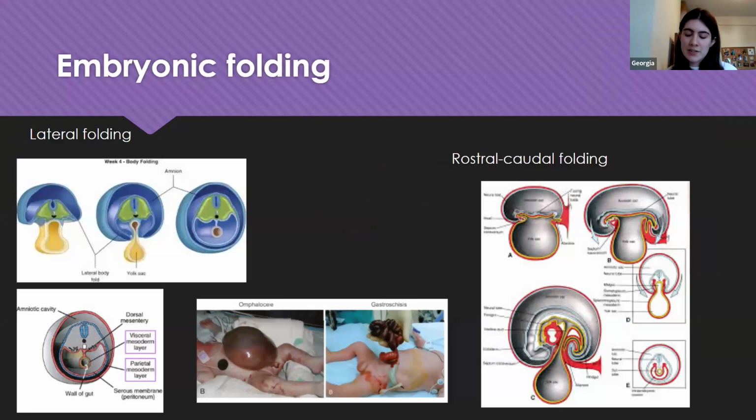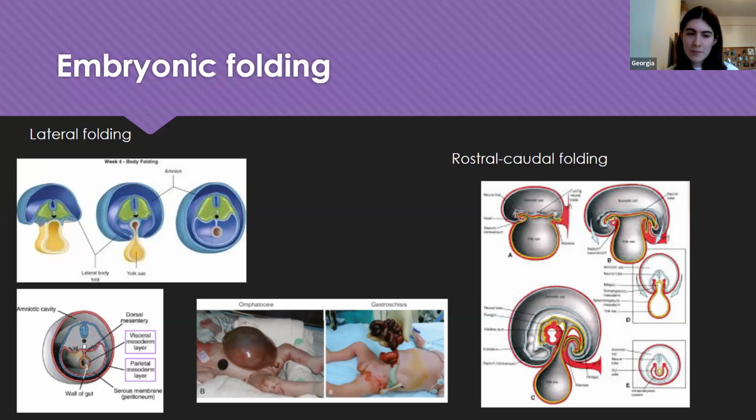So when I was learning this for the first time, I found it quite hard to visualize what was going on. And one of the ways it clicked for me, and you could try it yourselves later, is I got a piece of paper and I folded it in the same way that the embryo does. And it helped me visualize what was going on in a 3D space. I thought it was quite useful. So the folding occurs in 2 main ways. You have lateral folding, and you also have rostral caudal folding.